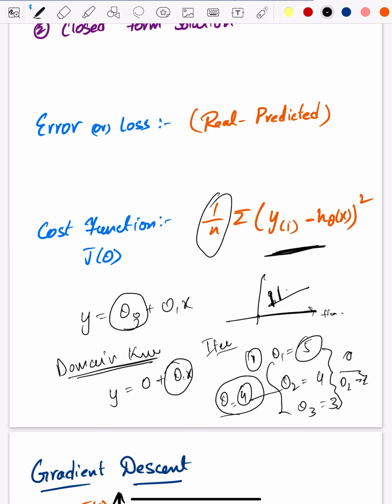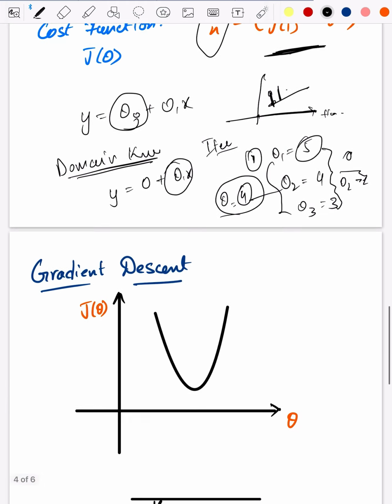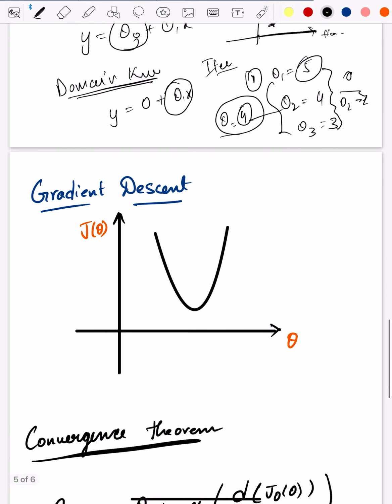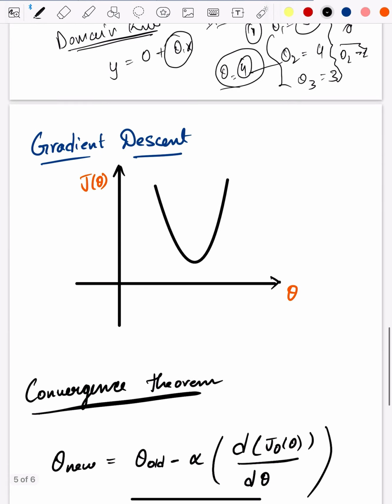For instance, you can't go for every random number and check it, right? But we'll go in a specific manner. That is called gradient descent. The concept of gradient descent comes here. Gradient descent is everywhere, in most machine learning models, mainly deep learning and all. So we'll be discussing all those things.